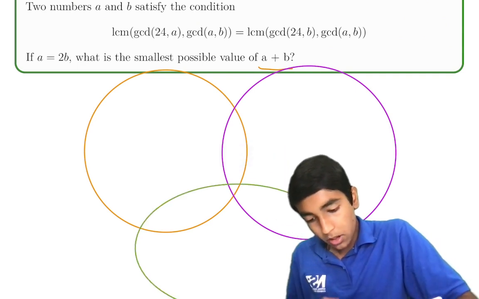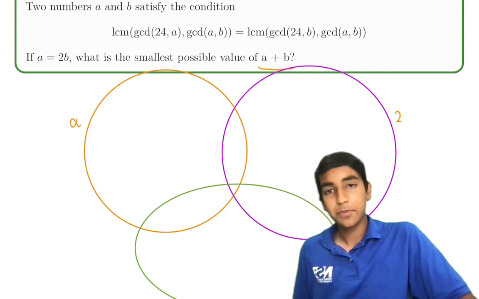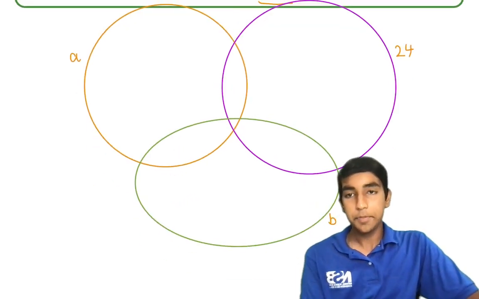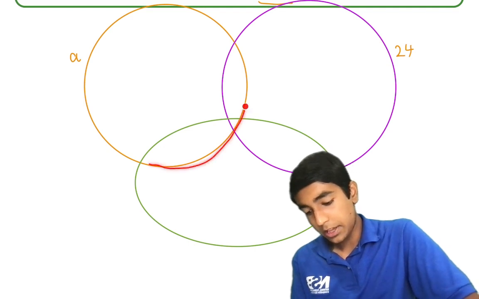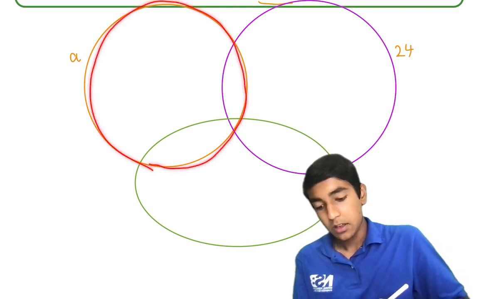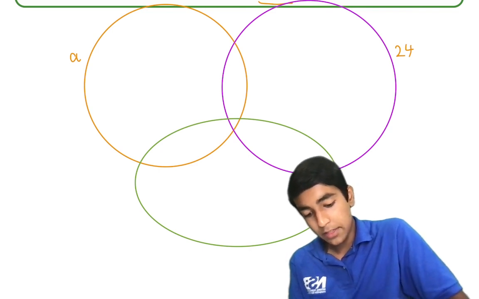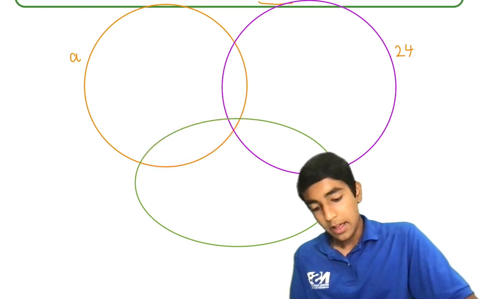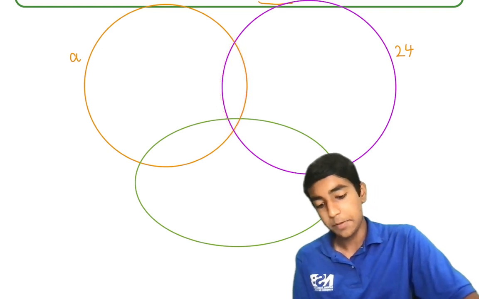So for example, let's say this is A, B, and 24. Basically, the key thing here is that all of the prime factors of A will be in this circle here. And the factors that are common to both A and B will be in this region here. The factors that are common to both A and B. And similarly, the prime factors, of course, that are common to both A and 24 will be in there.